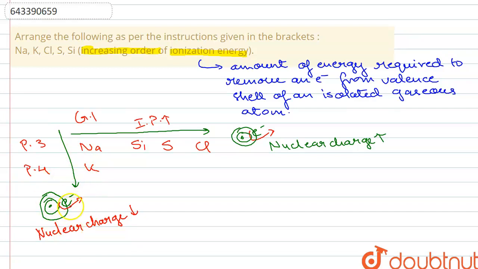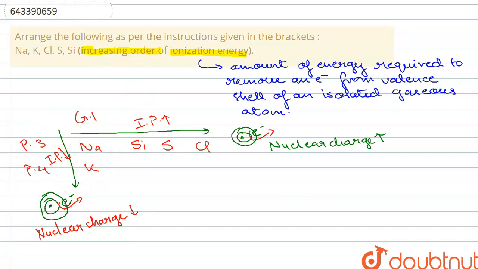Okay, because they have an increased number of shells, and so the distance between the nucleus and the outermost shell increases. So if it is easy for us to remove an electron, the amount of energy required to remove this electron will be less, and so the ionization potential as we move from top to bottom decreases. So this is the trend of ionization potential.